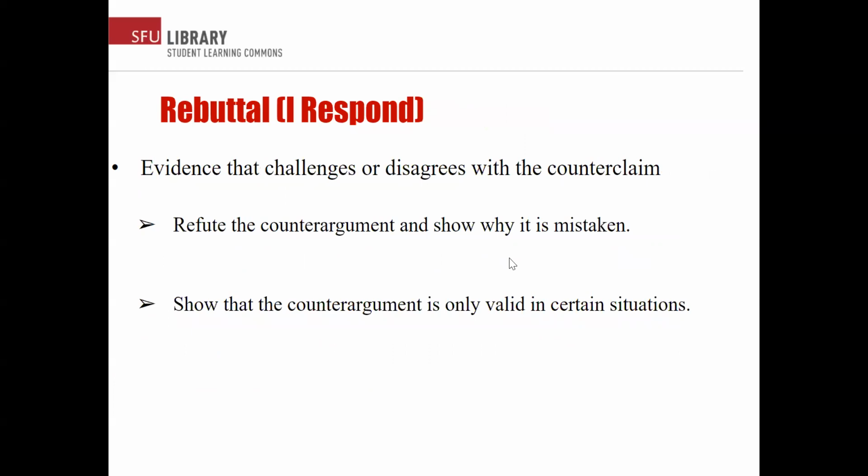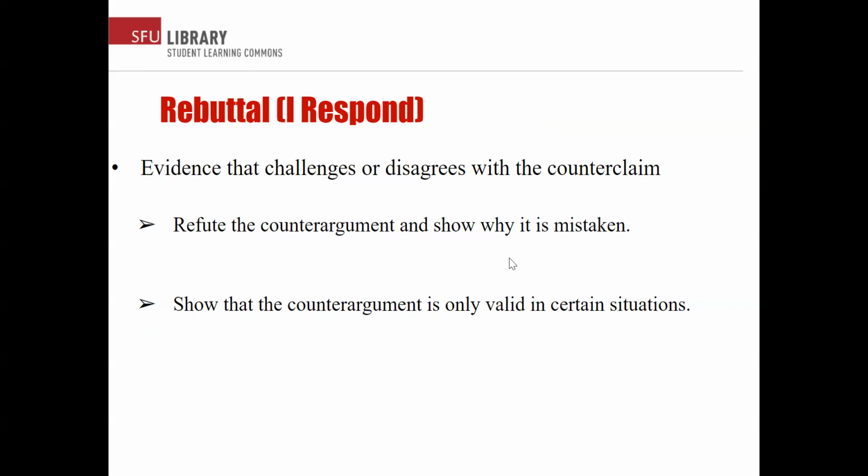The last section is rebuttal, or I respond. So after explaining what your opponents say, now you have to refute their argument. This is sometimes called the rebuttal. So rebuttal refers to evidence that challenges or disagrees with the counterclaim. You can respond to the counterclaim in one of two ways.